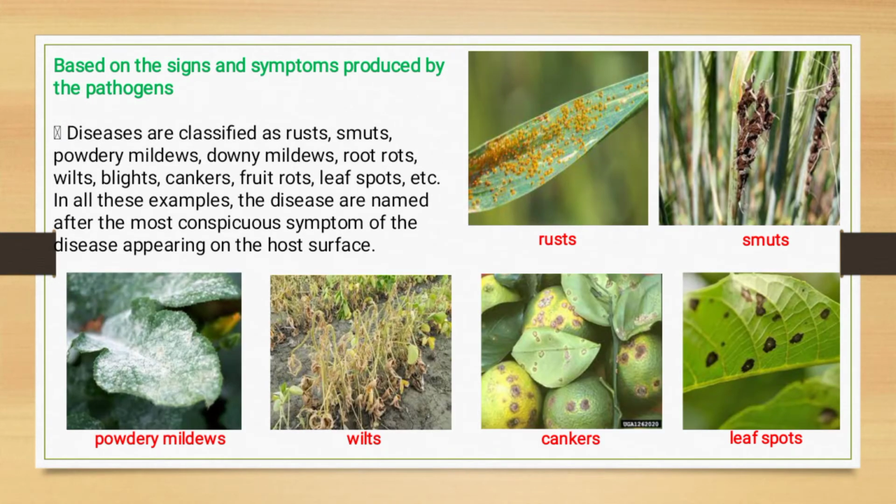Based on the symptoms produced by the different pathogens, diseases are classified as rust, smut, powdery mildews, downy mildews, root rots, wilts, blights, cankers, fruit rots, leaf spot, etc. In all these examples, the diseases are named after the most conspicuous symptoms of the disease appearing on the host surface. You can observe the different images here: rust, smuts, powdery mildews, wilts, cankers and leaf spots.